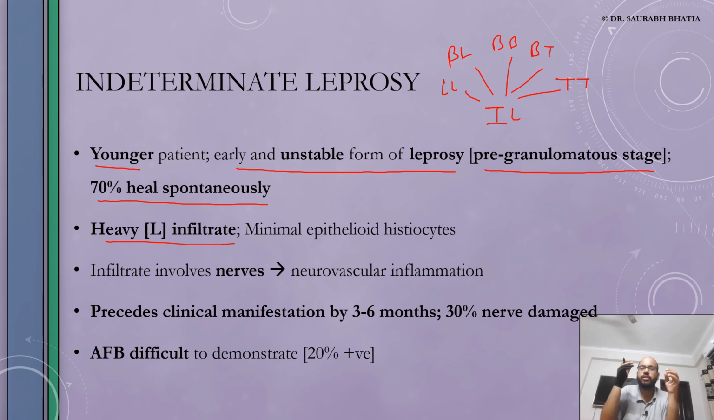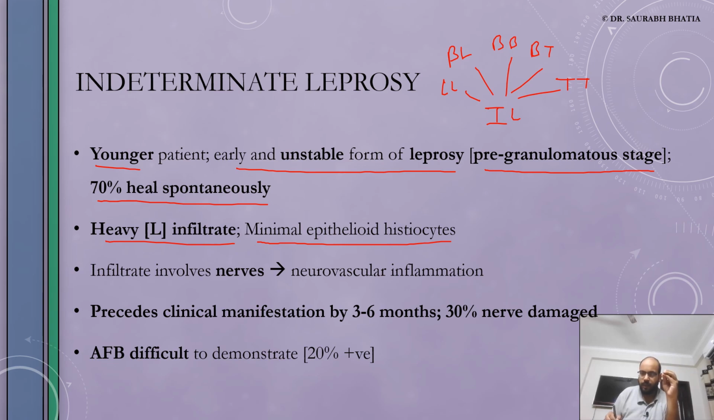And if you have any confusion regarding what actually happens, what does the bacilli do to the body, I have already made two videos on pathological aspects of leprosy. Search them in the channel and go through it, and your concepts regarding the pathology of leprosy will be very much clear. Okay, so you have a heavy lymphocytic infiltrate with minimal epitheloid histiocytes.